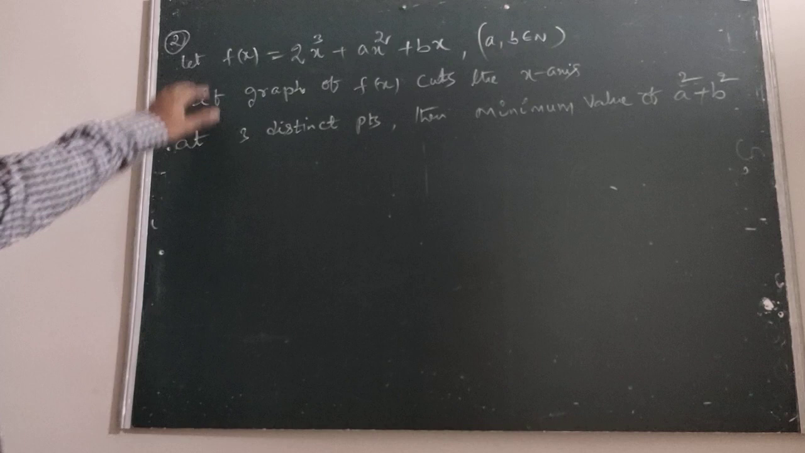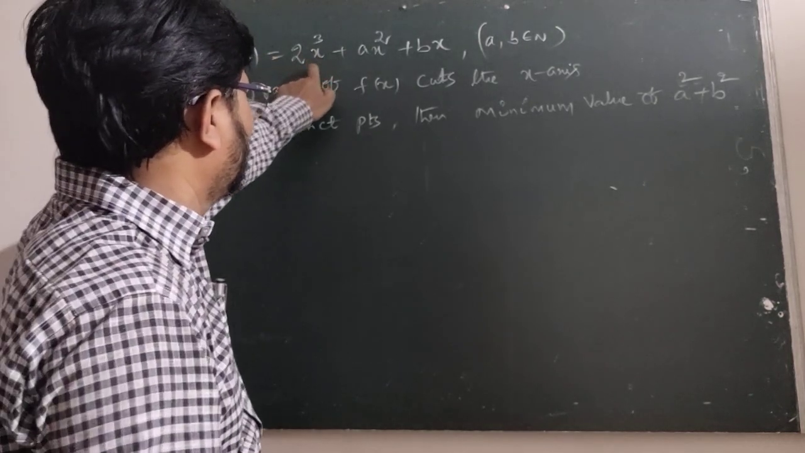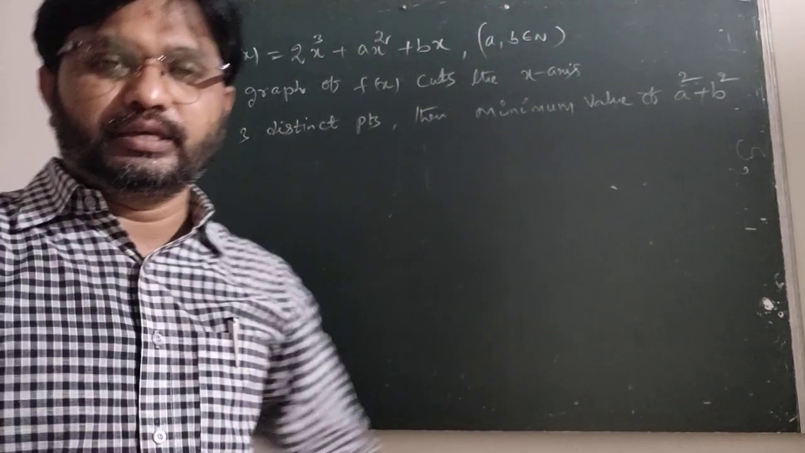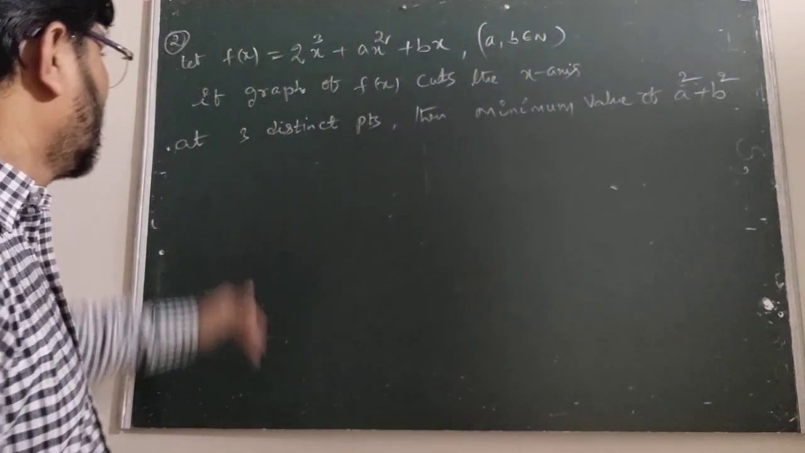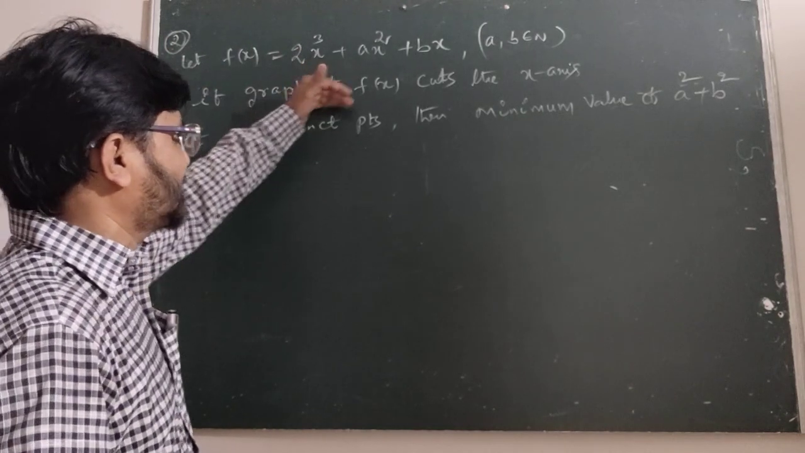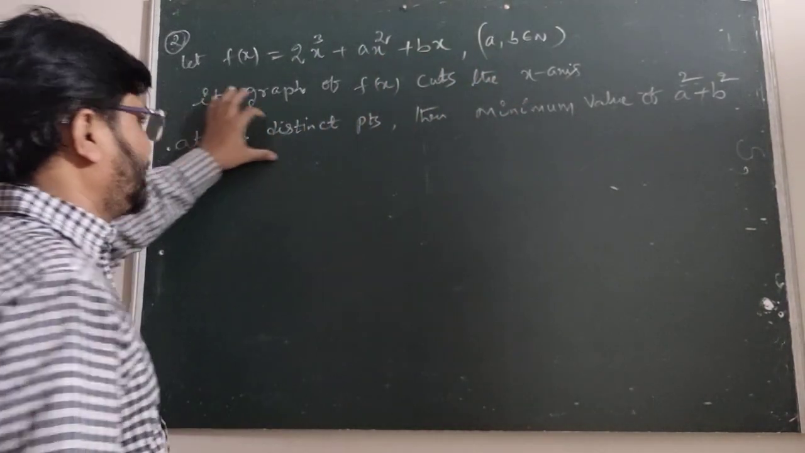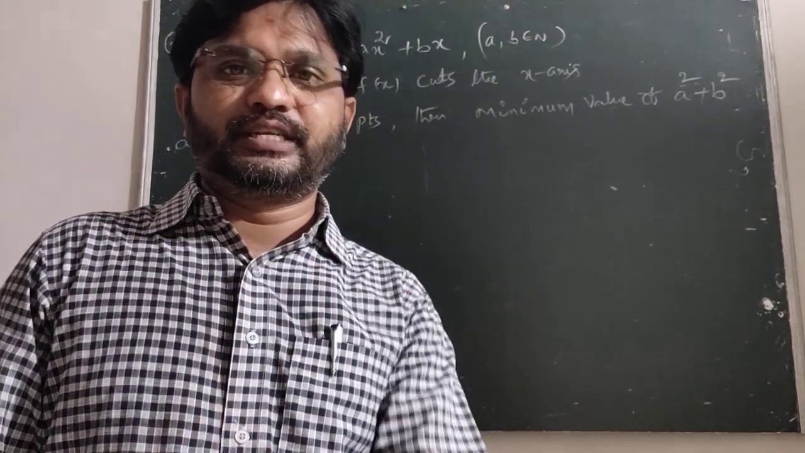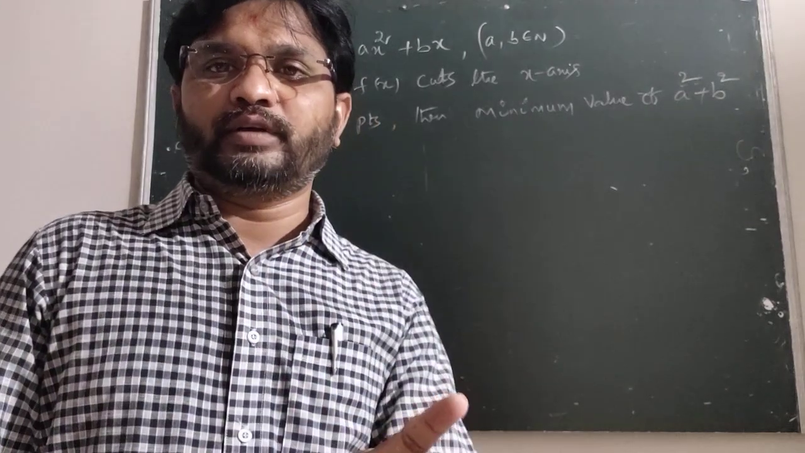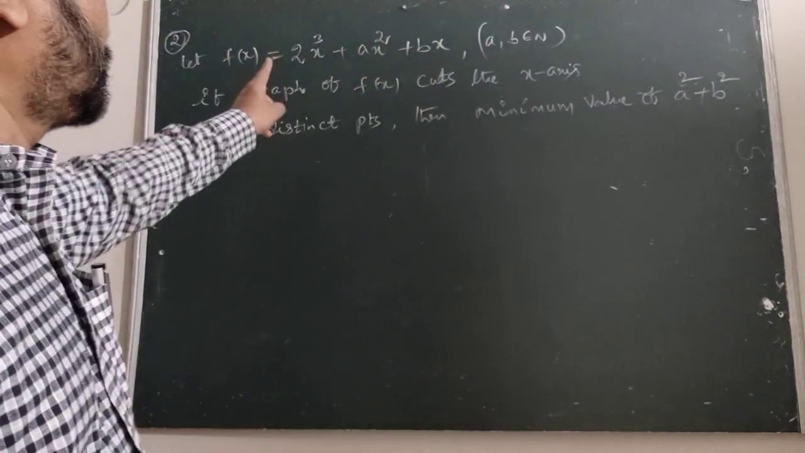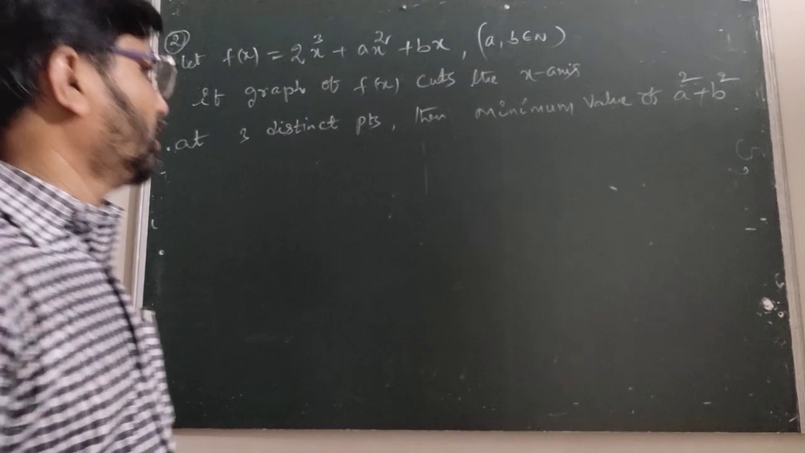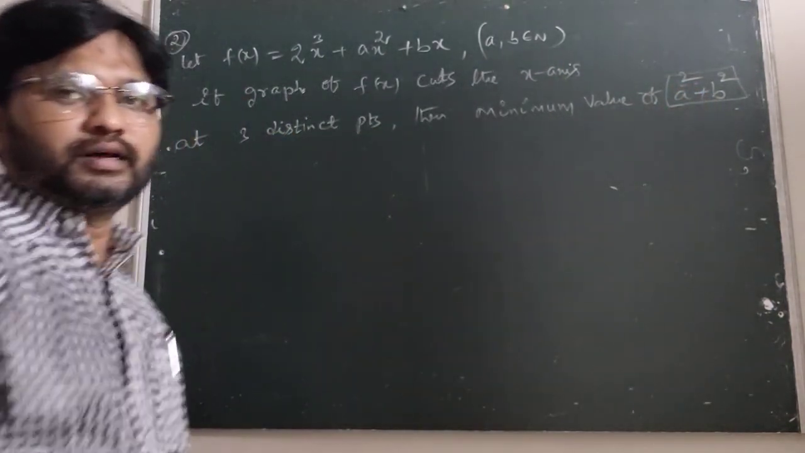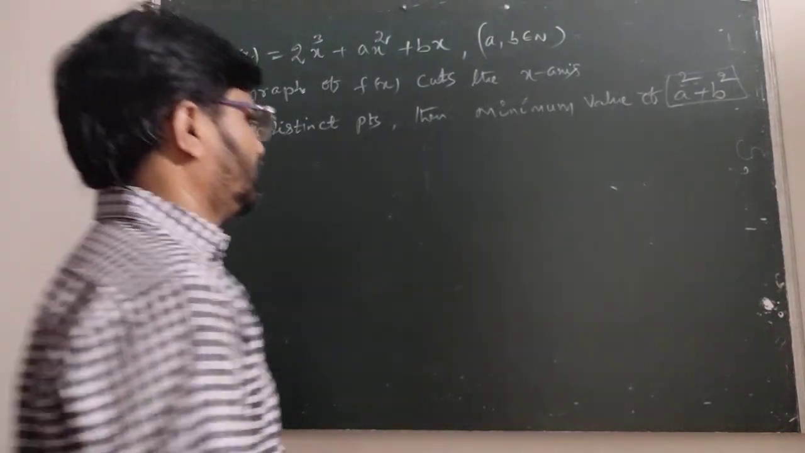So here let f of x be 2x cube plus ax square plus bx, where a and b are natural numbers. If the graph of f of x cuts the x-axis at three distinct points, another observation is that the given equation is also a cubic equation. Therefore, we find the minimum value of a square plus b square.